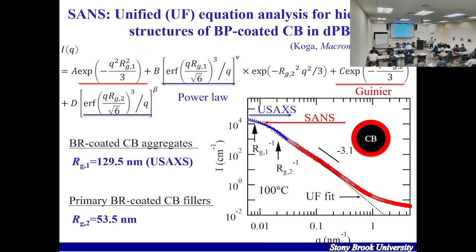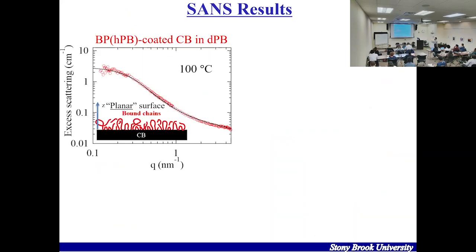So that excess scattering comes from inner heterogeneity. This is the bound polymer, and within the bound polymer there is a heterogeneity that gives rise to the scattering. So we want to characterize this structure. This is the excess scattering as a function of Q.